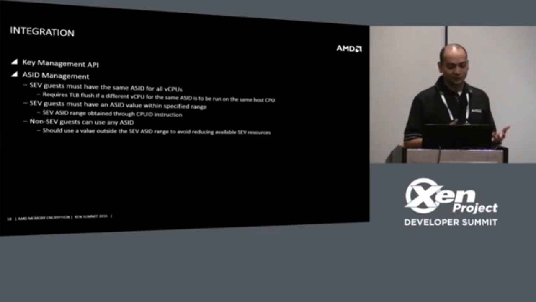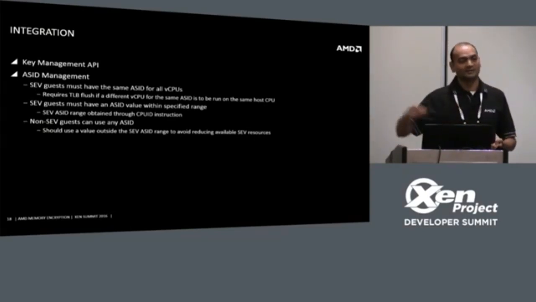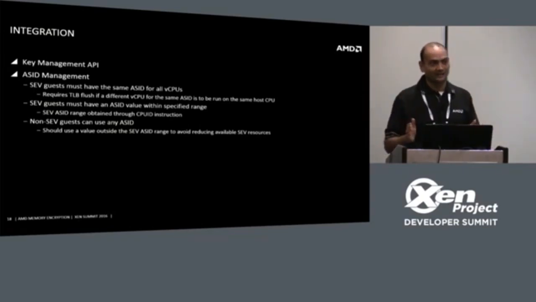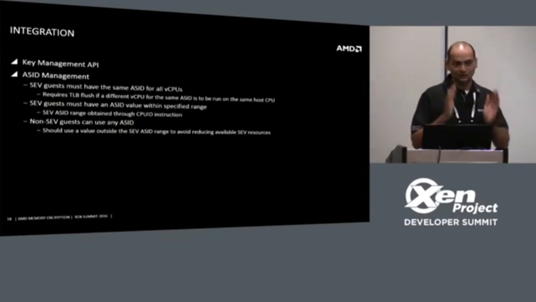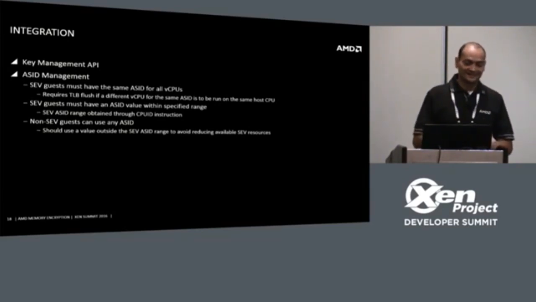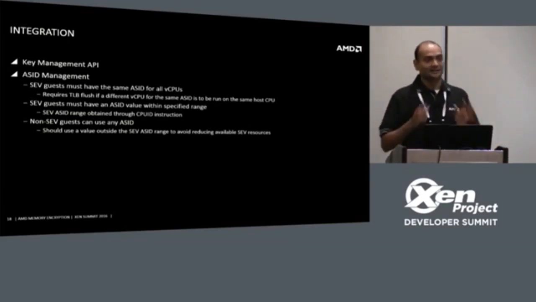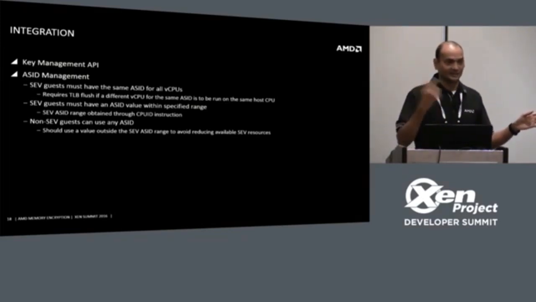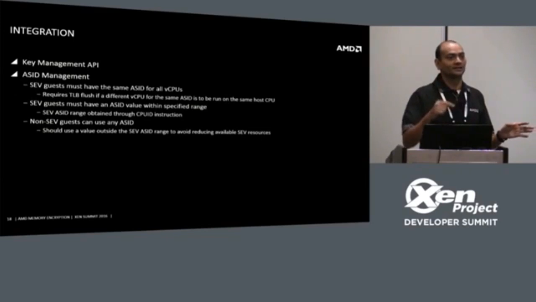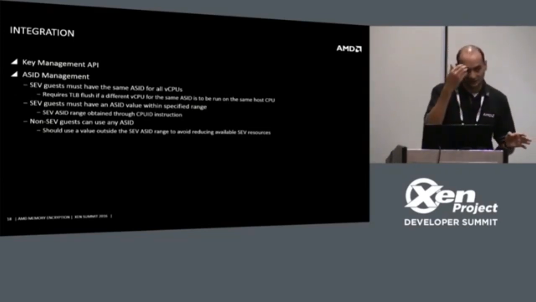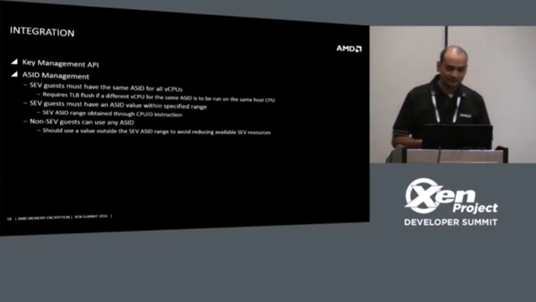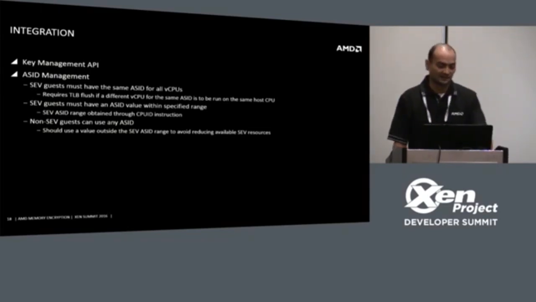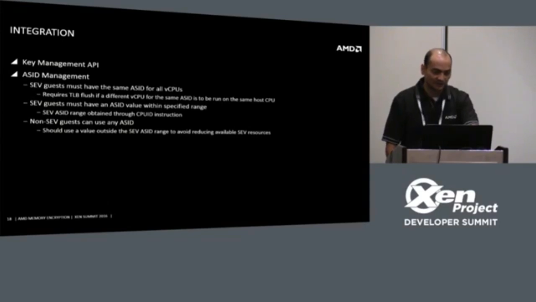I think most of the time when a new vCPU picks up a new ASID, but in case of an SEV guest, all the vCPUs should share the same ASID. And since they are sharing the same ASID, if the vCPU was ever scheduled on a different physical CPU, that's fine. But if another CPU was scheduled over there, then we have to do a TLB flush on the guest. So those kinds of things are what we have to take care of inside the ASID management.